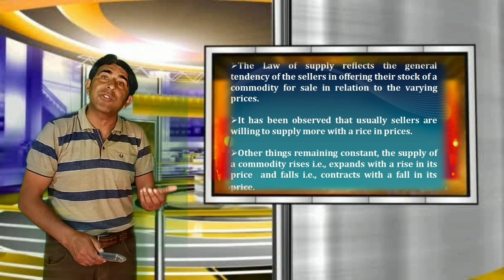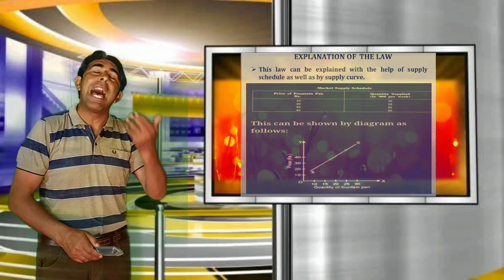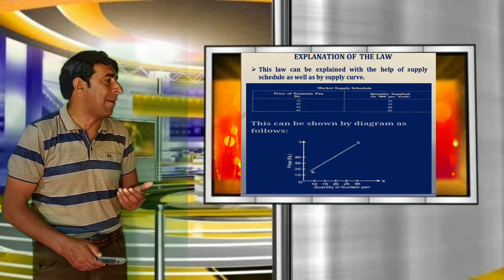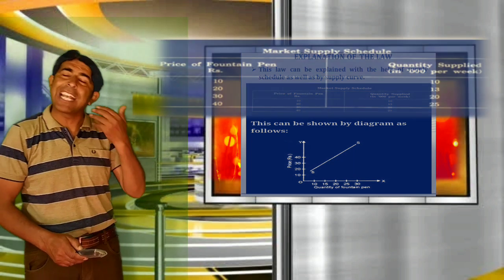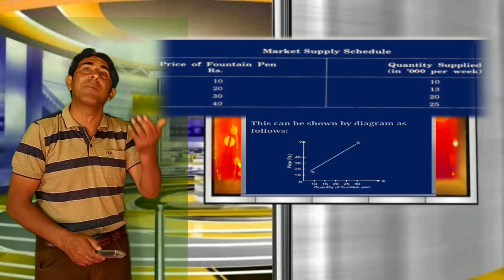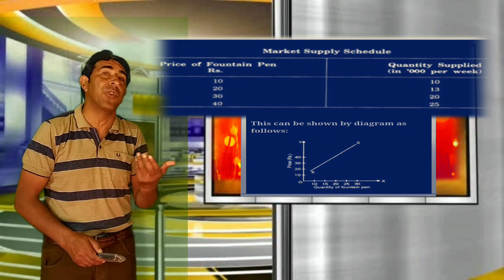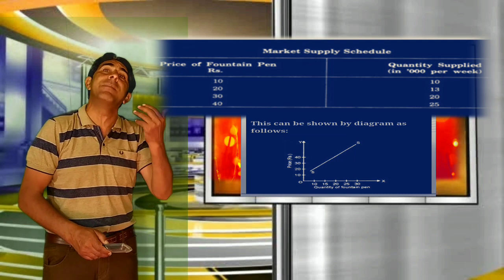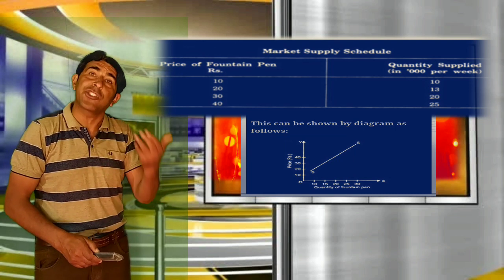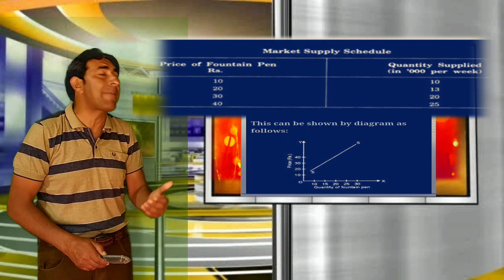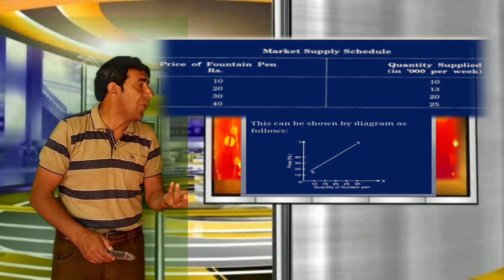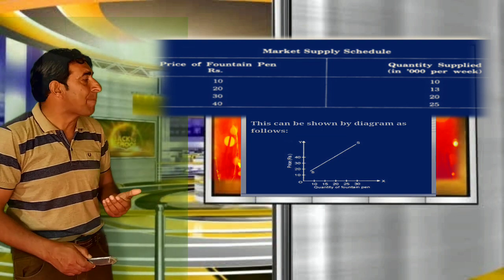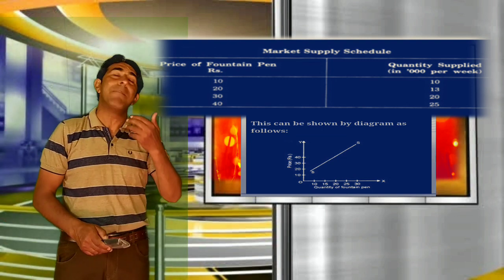Now we are going to explain the law of supply with the help of a schedule and diagram. We have a schedule here, which means the explanation of the law with the help of the supply schedule, like we explained the law of demand with the help of the demand schedule. Here we are going to study the law of supply with the help of supply schedule and supply curve. We have a supply schedule here. This law can be explained with the help of supply schedule as well as by the supply curve.